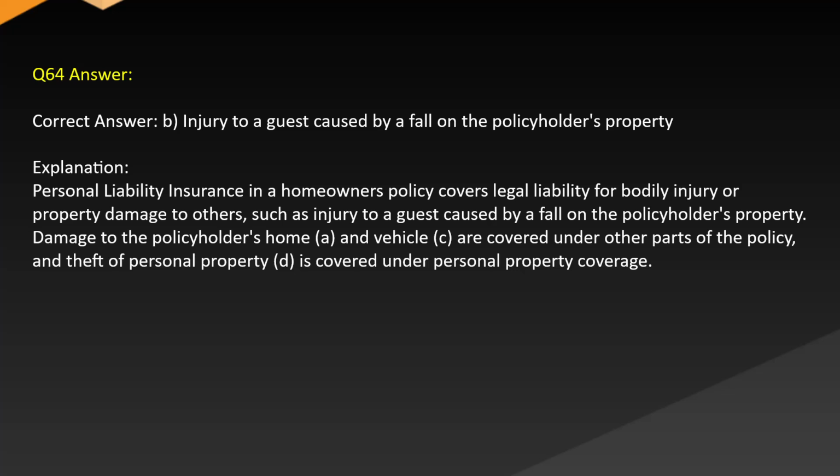Explanation: personal liability insurance in a homeowner's policy covers legal liability for bodily injury or property damage to others, such as injury to a guest caused by a fall on the policyholder's property. Damage to the policyholder's home and vehicle (C) are covered under other parts of the policy, and theft of personal property (D) is covered under personal property coverage.